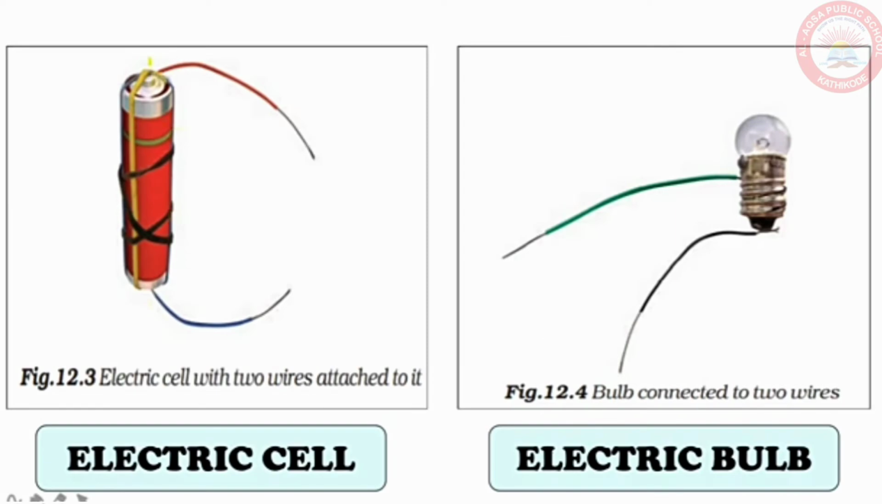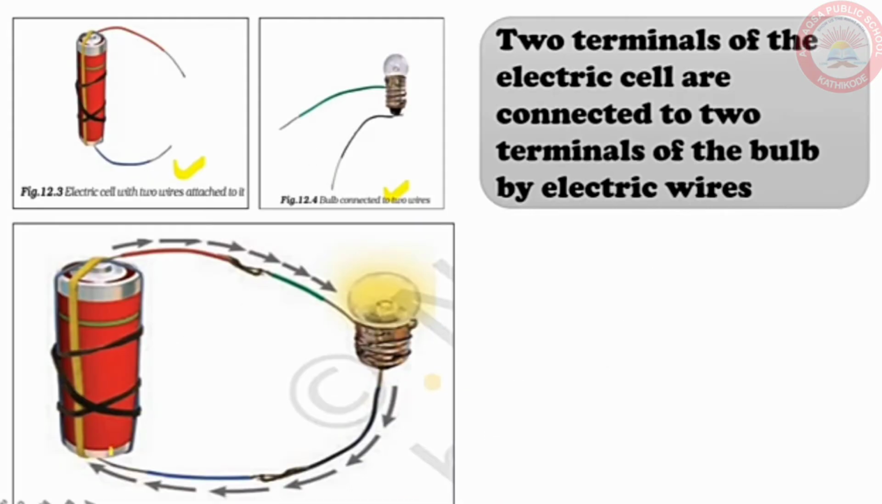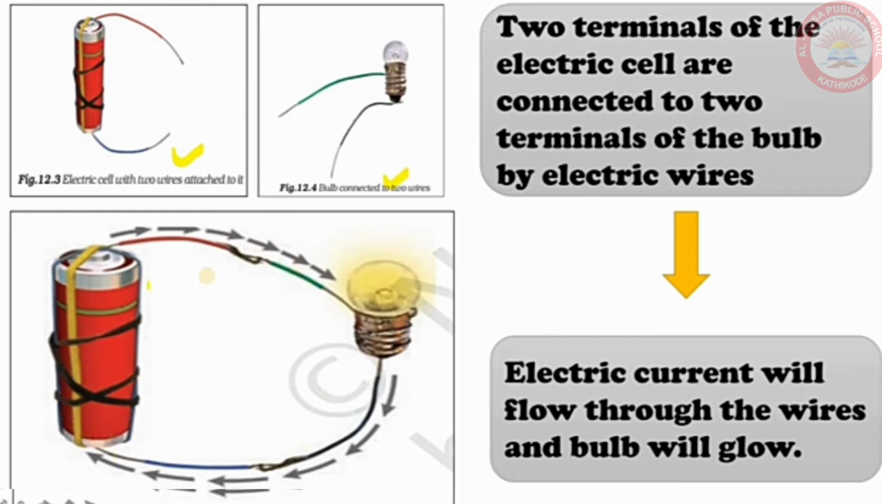To make this electric circuit, we have to connect two wires to the two terminals of the battery, and in the same way connect two other wires to the two terminals of the bulb. Now we can see that the two terminals of the electric cell are connected to the two terminals of the bulb by electric wires, and the bulb is glowing. Why is the bulb glowing here? Electric current flows through the wires and the bulb glows.